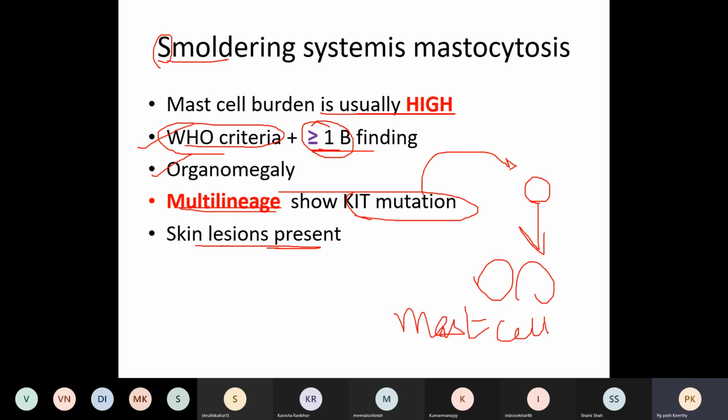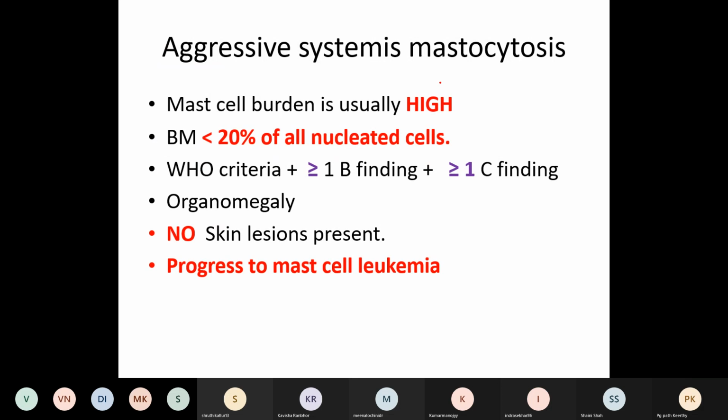Understood? This mutation is happening in your hematopoietic stem cell of myeloid lineage and showing the differentiation towards your mast cells. So the skin lesions can be present. Remember, smoldering, skin lesions. And I told you, no, systemic mastocytosis second decade and cutaneous mastocytosis children.